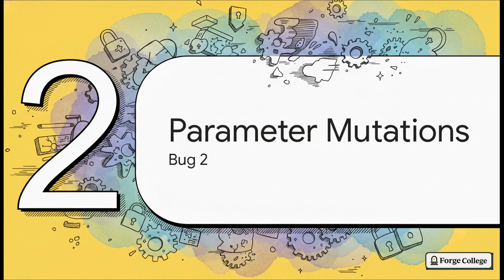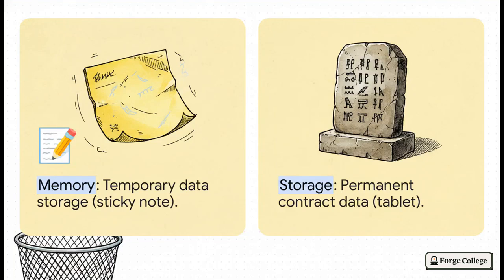Moving right along to Section 2, Bug 2, Parameter Mutations. To really understand why those data changes suddenly vanish, we absolutely have to grasp this fundamental definition. Think of memory in Solidity as a sticky note. It's temporary data storage. You scribble something down, the function executes, and then boom, the sticky note is crumpled up and thrown in the trash. Storage, on the other hand, is like a heavy stone tablet. It is permanent contract data written directly to the blockchain. So when you pass a complex data type, like a struct, into a function using memory, you are only working with a sticky note copy of the data. If you mutate that copy, well, the original stone tablet remains completely untouched.